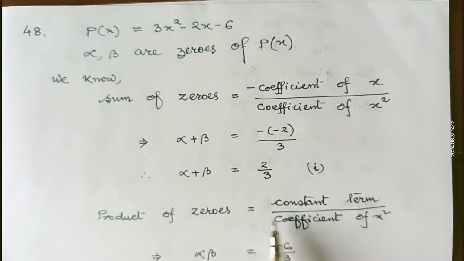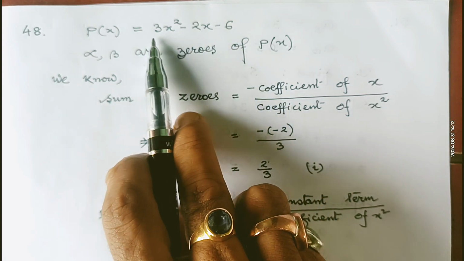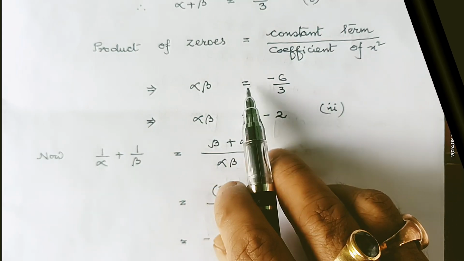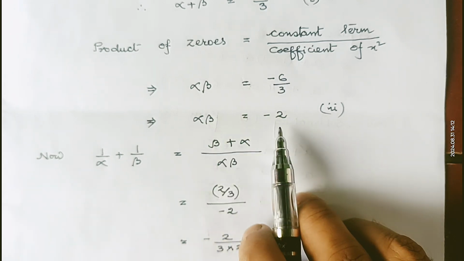Again, the product of zeros formula is constant term by coefficient of x square. Here the constant term is minus 6 and the coefficient of x square is 3. So alpha into beta equals minus 6 by 3. So alpha into beta is minus 2.